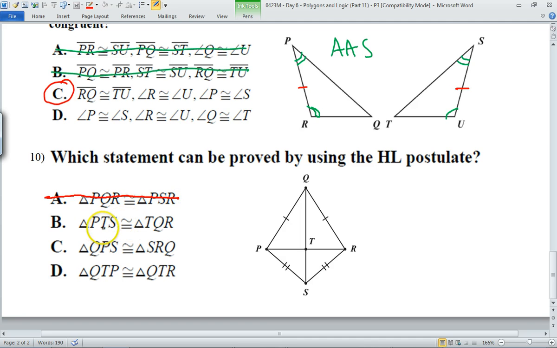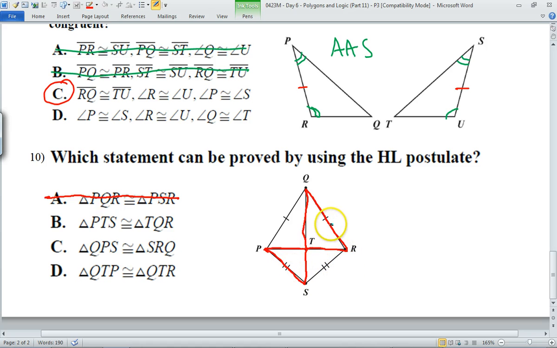What about PTS? Let's see. Triangle PTS. All right, that looks good so far. And triangle TQR. Whoa. Using the Sawyer rule, that doesn't even look right. According to the Sawyer rule, that's going to be no. One is small, one's big. It doesn't look right. Well, let's go ahead and prove it.